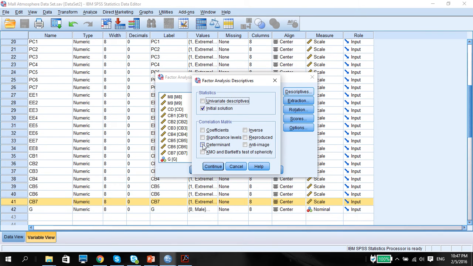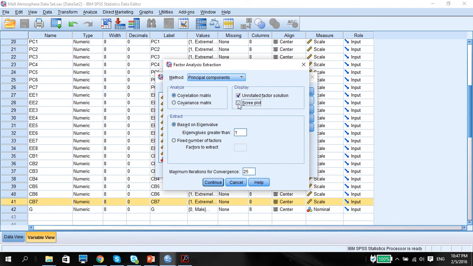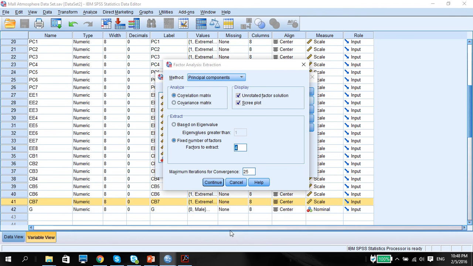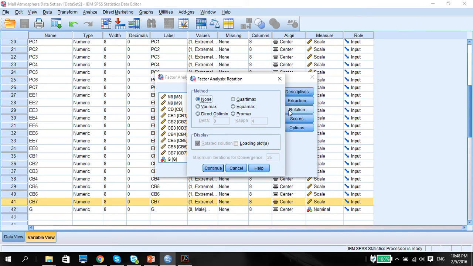In our descriptives, we need to see the KMO and Bartlett's test of sphericity to ensure that everything's good. Extraction: we're going to use the principal component, and we're going to go by number of factors. I'm going to say that there are 4 factors, and these 4 factors are by theory. So I'm going to go by theory here. Continue. Rotation, I'm going to use varimax.